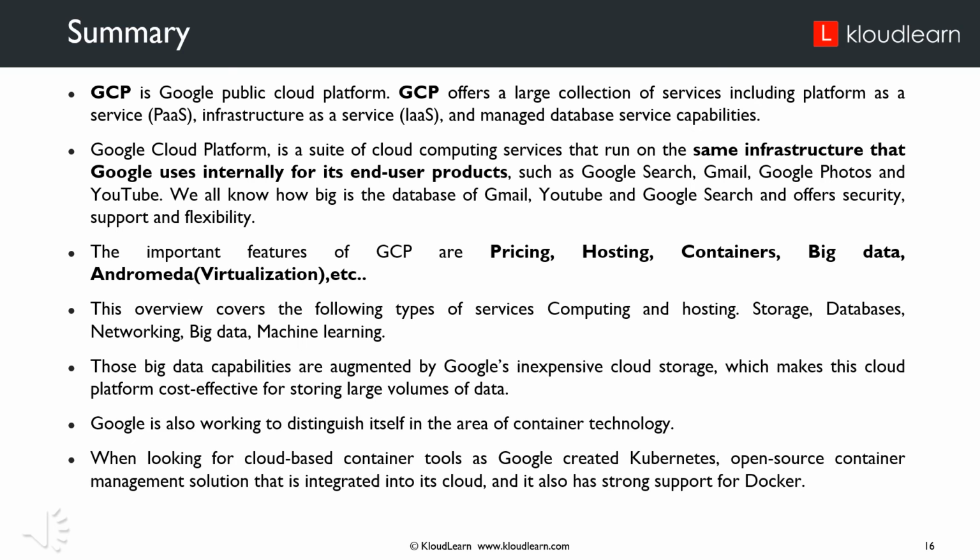The important features of GCP are pricing, hosting, containers, big data, Andromeda, etc. This overview covers the following types of services: computing and hosting, storage, databases, networking, big data, machine learning.